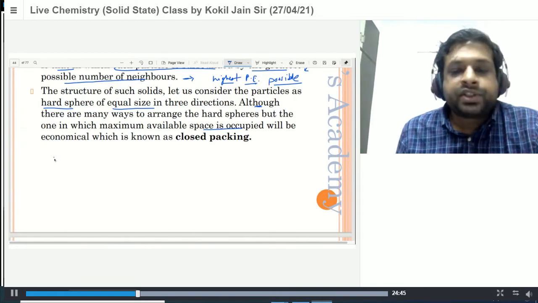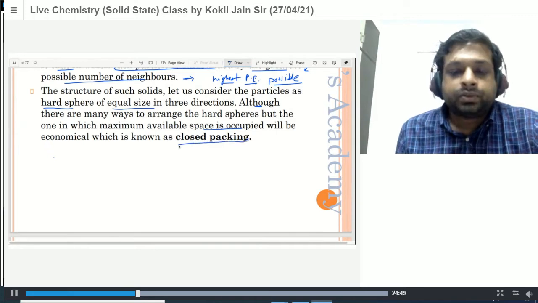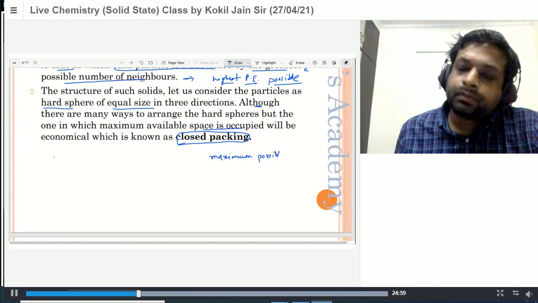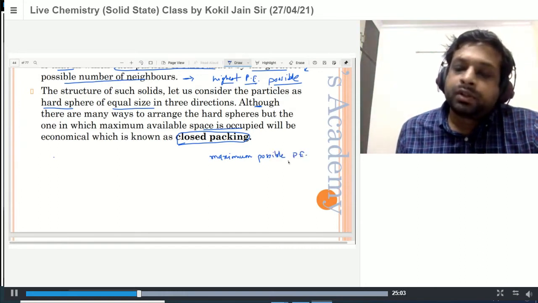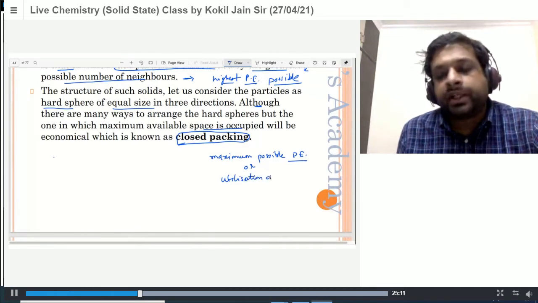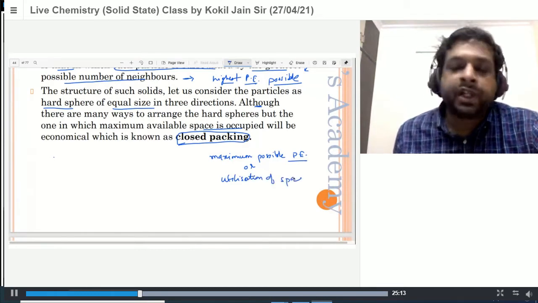Now I can write it as packing efficiency, we call it, taking the maximum possible. The value here would come out to be almost 74 percent, which we can take as utilization of space. That is what will determine the arrangement of our atoms.